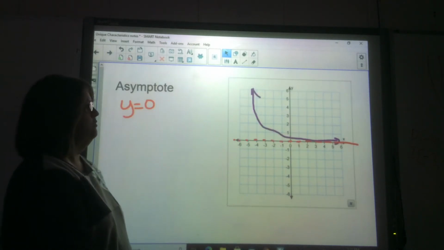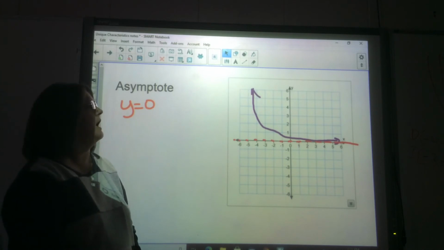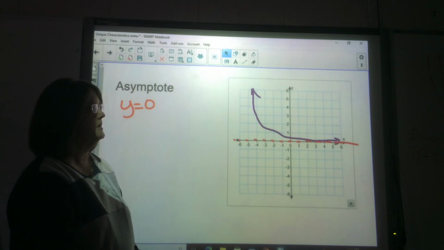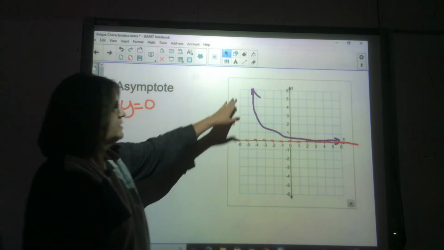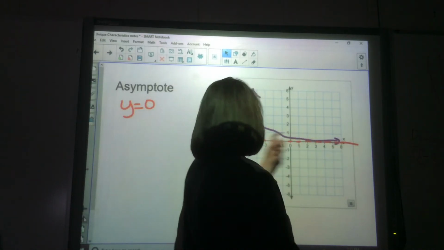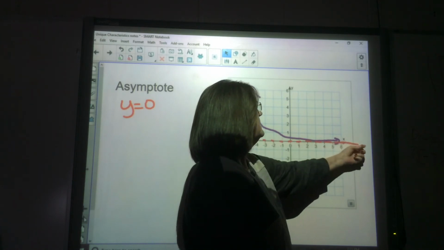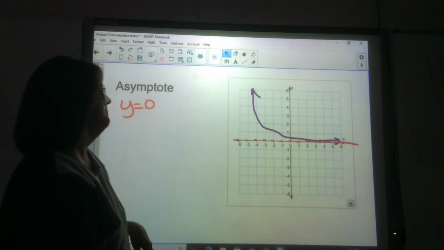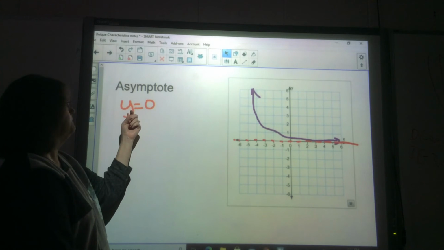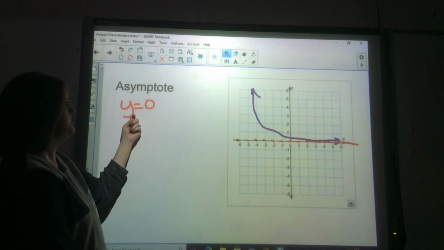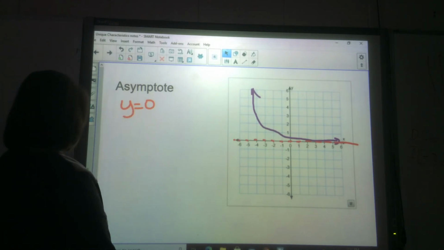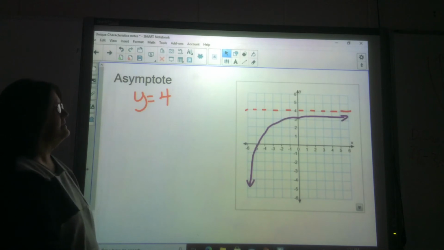An asymptote for an exponential graph is the line that the graph approaches but never touches. So this graph is approaching y equals 0, but it will never reach it. It approaches it, but it's not touching it. So that's its asymptote.